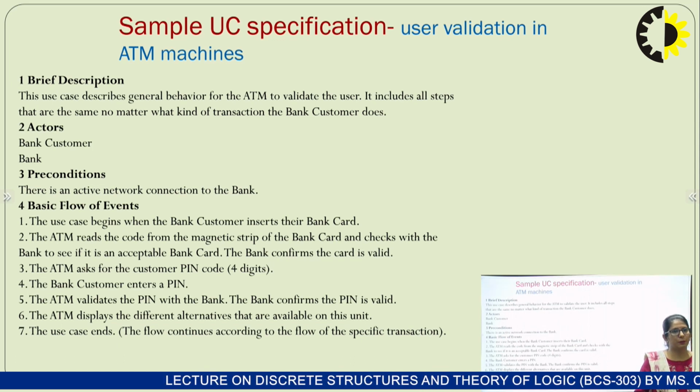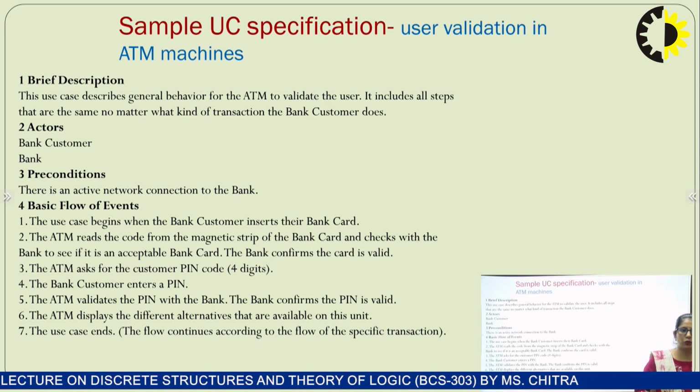These are the sample specifications of the ATM machine. Actors are mentioned here: bank customer and the bank. Precondition: there should be an active network connection to the bank. Basic flow of events: how the process is going to be done, basically. What will execute after which process. That's the flow mentioned here, right?